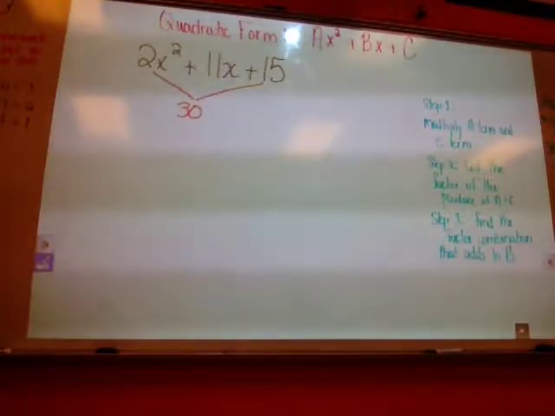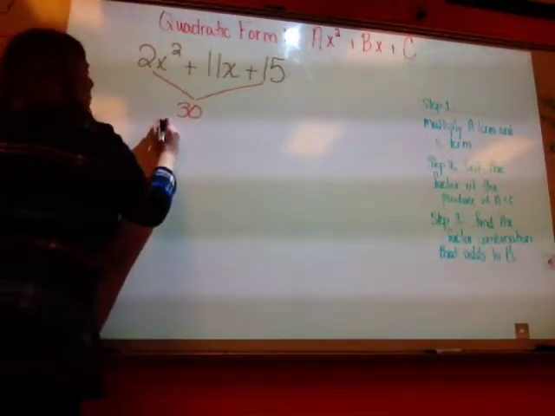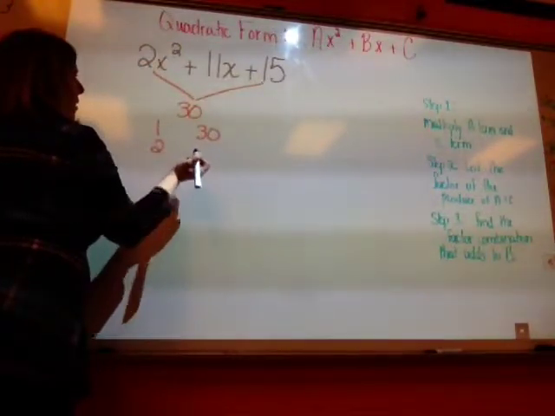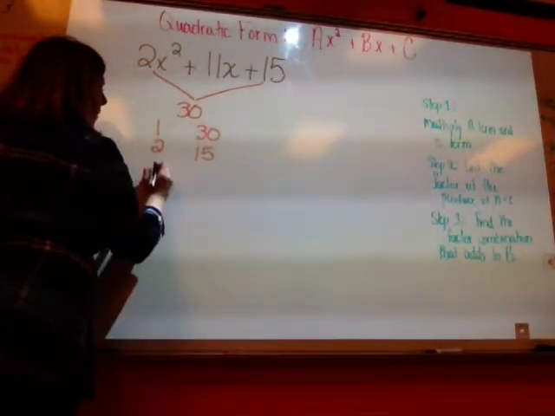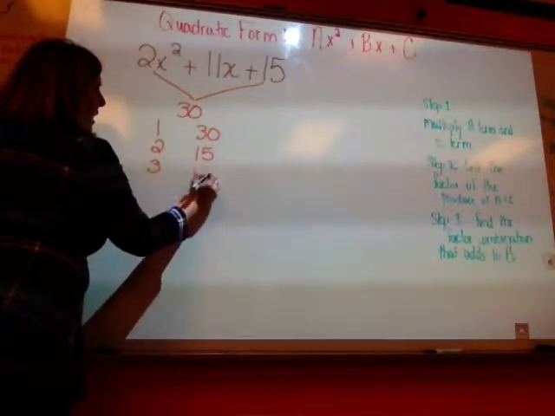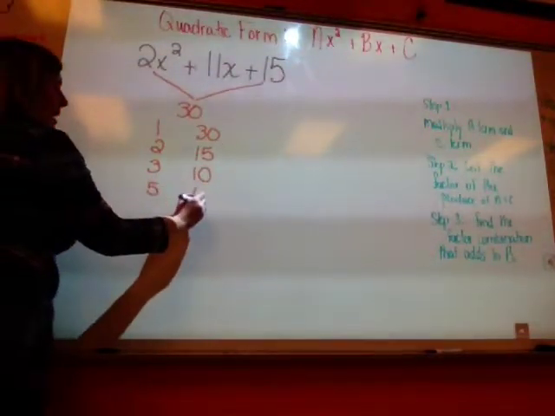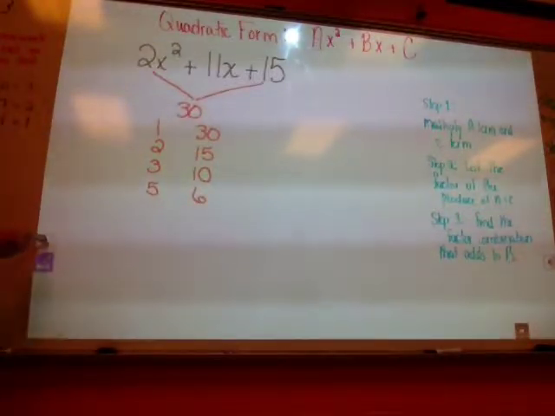Now, what do I do with that 30? I list my factors, right? Okay, so here we go. 1 and 30, 2 and 15, 3 and 10, no 4, 5 and 6. Okay, so I've got my factors listed.